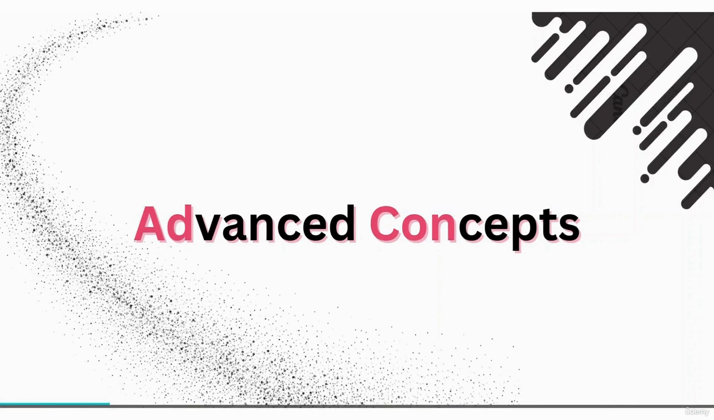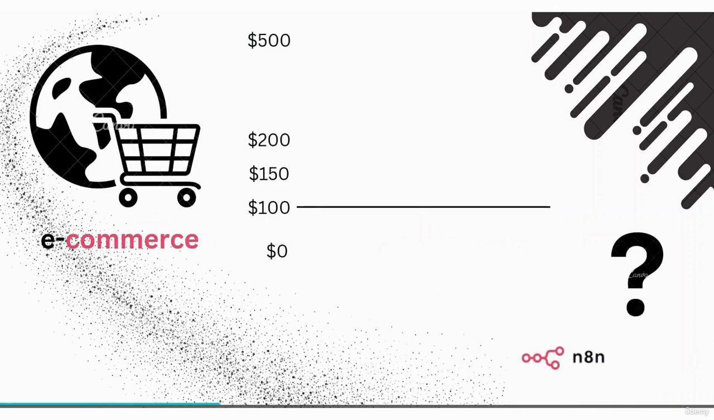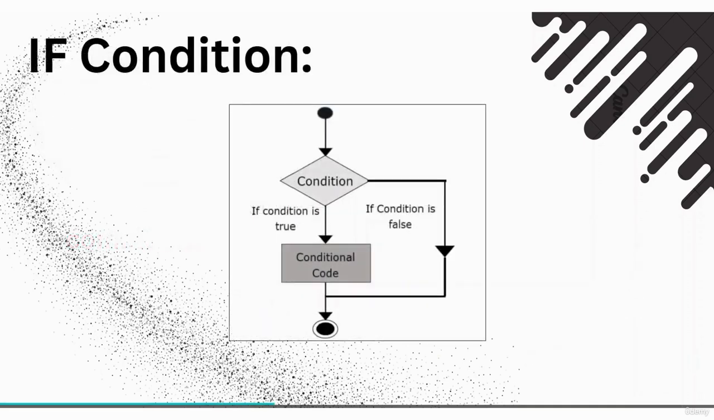Picture this, you're running an e-commerce store and you want to send a different email based on whether a customer spends over $100 or not. How do you make N10 understand this? That's where the conditional logic comes in. Think of it as teaching N10 to make decisions just like you would.